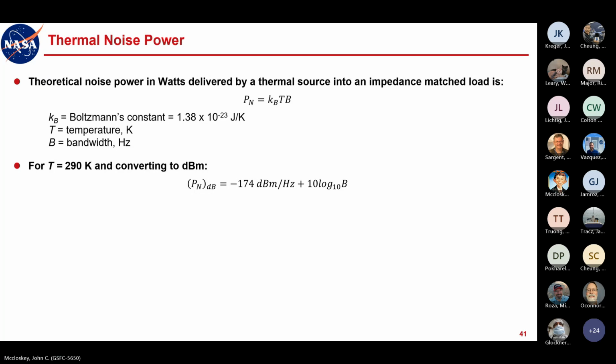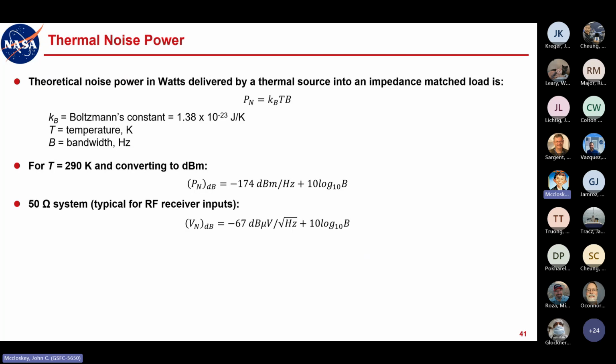But if we take basically room temperature, 290 Kelvin, and then convert to dBm, we get that noise power is minus 174 dBm per hertz, plus 10 times the log of the measurement bandwidth. And then for a 50 ohm system, we just add 107 to that minus 174.